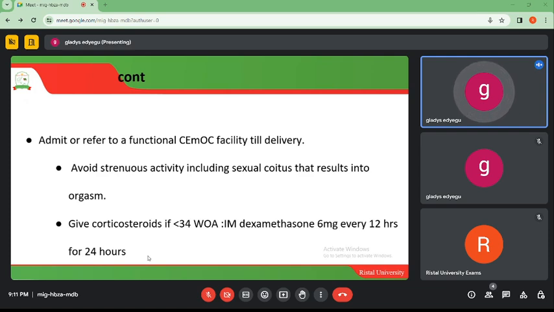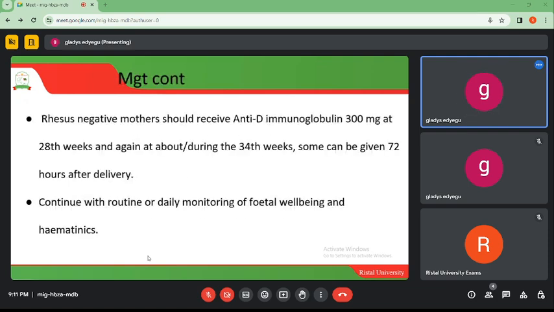And in the same way, you also have to give them corticosteroids if it is less than 34 weeks of amenorrhea, and you give IM dexamethasone 6 milligrams every 12 hours for 24 hours. Then rhesus negative mothers should receive anti-D immunoglobulin 300 micrograms at 28 weeks, and again at about or during the 34th week. And sometimes if you miss giving it around that period, then you can give it again within 72 hours after delivery.